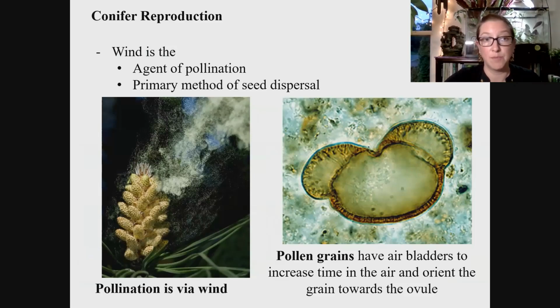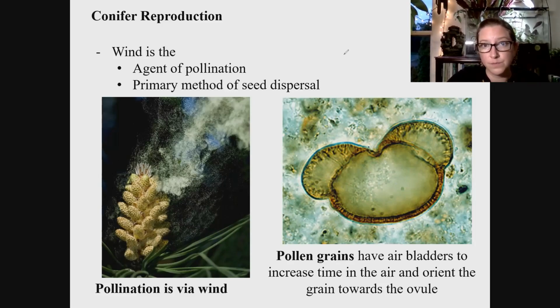As I said, the pollen is brought to the ovule via wind. It's the primary method of seed dispersal as well. So wind makes the pollen go to the ovule. Wind also makes the seeds leave the cones. So on the left here, you see pollen leaving the strobili. And on the right here, you see a pollen grain. So that is a conifer pollen grain. And notice they have these little air bladders.